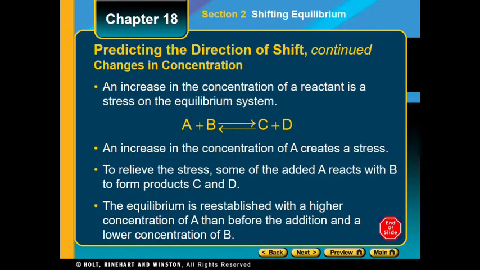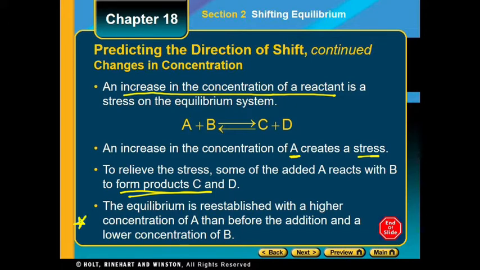Now let's look at what happens if you change the concentration. If in this example you had an increase in concentration of the reactant, which would be a stress on the equilibrium system, it's going to want to shift toward your products. That's an increase in a reactant A, will create a stress. To relieve it, some of the added A reacts with B, and it wants to shift towards forming your products. Until equilibrium is reestablished with a higher concentration of A than before the addition and a lower concentration of B.